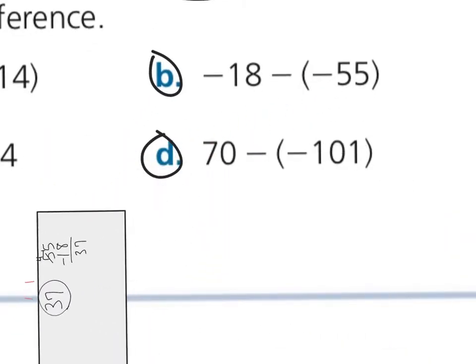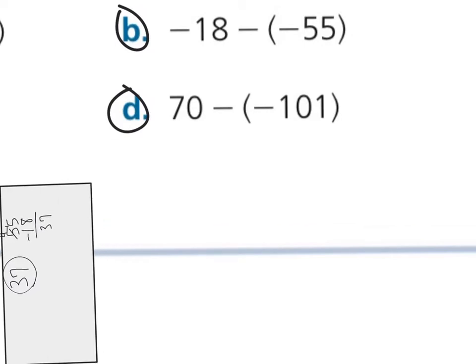Look at part D, 70 minus negative 101. Same idea, they're subtracting, so we can add the opposite, 2 sign changes. At that point, everything's positive, so this one would just be adding those together, would be 171.